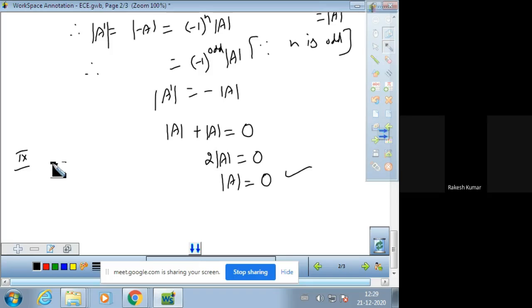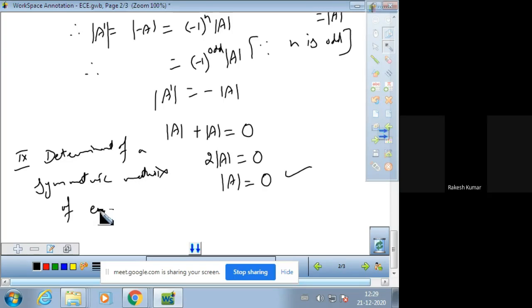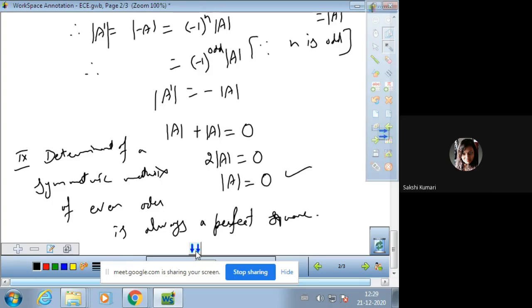The next property: determinant of a symmetric matrix of even order is always a perfect square. You remember this: determinant of a symmetric matrix of even order is always a perfect square. You know what is the meaning of a perfect square? Okay, students, is it clear to you? Yes, sir.